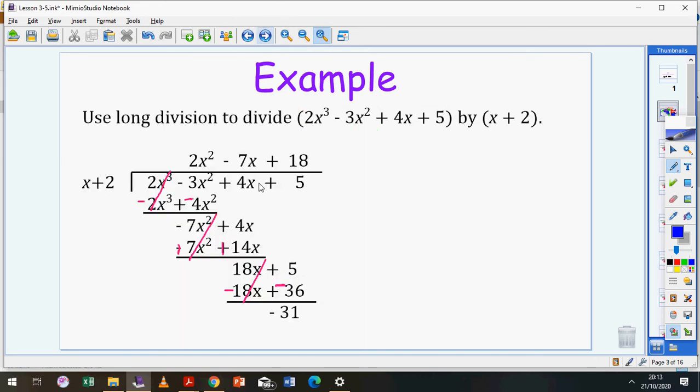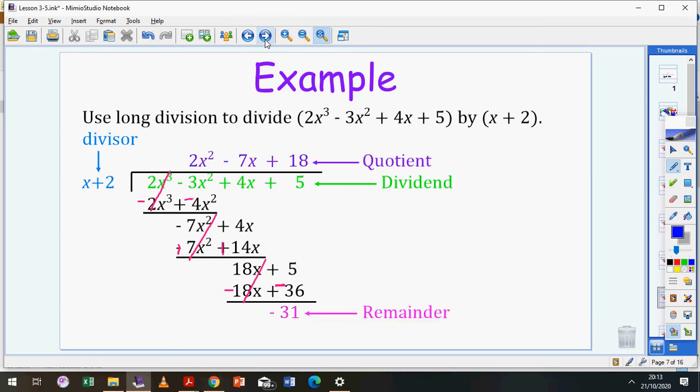So just a recap, write it out like this. Put the x plus 2 there, the 2x cubed. First step is divide 2x cubed by x, you get 2x squared. Then do the reverse by multiplying. 2x squared times x is 2x cubed. 2x squared times 2 is 4x squared, positive 4x squared. Then what you do is subtract and follow the process, and you end up getting the same thing. So just a reminder, that's the dividend and that's the divisor. The top is the quotient. What you have left is the remainder.